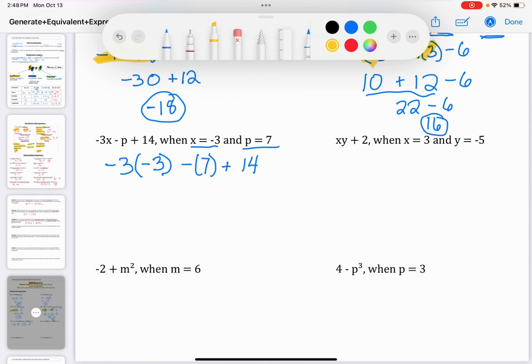So order of operations, I'm going to do my multiplication. Negative 3 times negative 3 is positive 9, minus 7, plus 14. Now remember, I do addition, subtraction, left to right. So 9 minus 7 is 2. 2 plus 14 is 16.